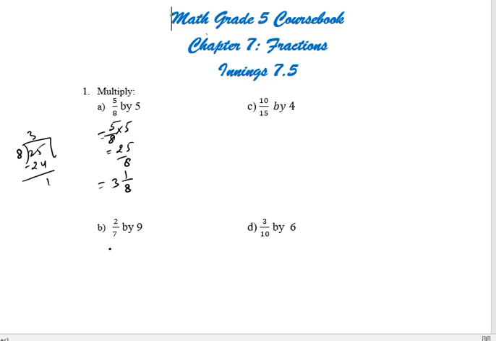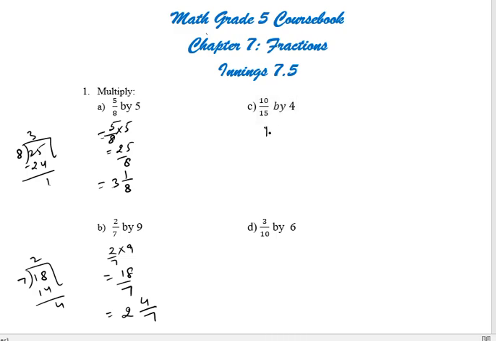Go with the second one, 2 upon 7 by 9. So it will become 18 upon 7. Divide 18 by 7. 7 twos are 14. Remainder is 4. So it can be written as 2 as the quotient, 4 is remainder and 7 is denominator.